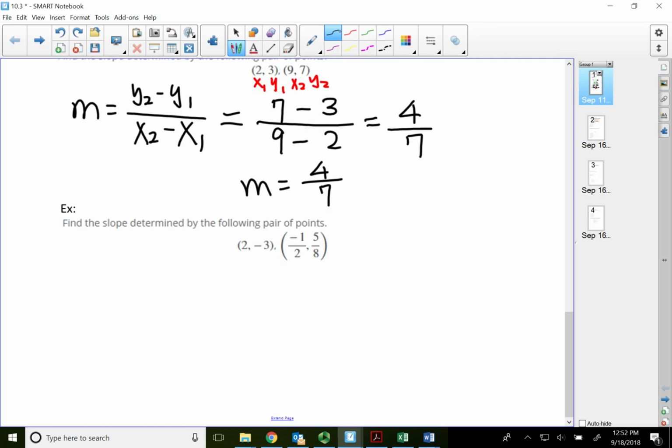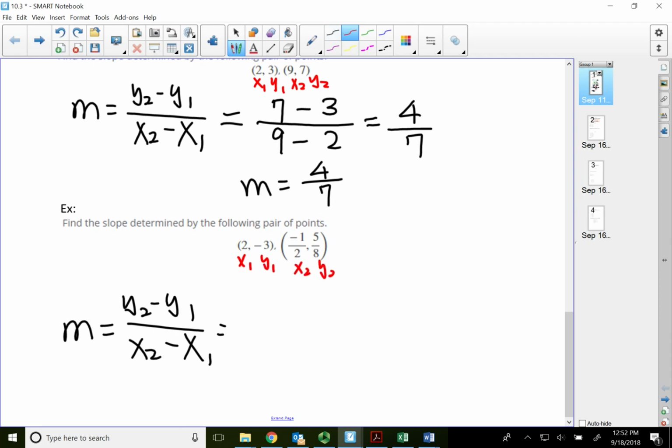So you can almost kind of tell what the slope is just by looking at the 2 points. All right, try another one, okay? I'm going to use a formula again. y2 minus y1 over x2 minus x1. All right, so I'm going to say the first point is my x1, y1. My second point is my x2, y2. All right, follow the formula. y2, 5/8. Got to subtract y1. y1 is -3, so we subtract -3. Over x2, -0.5, minus x1, which is 2.